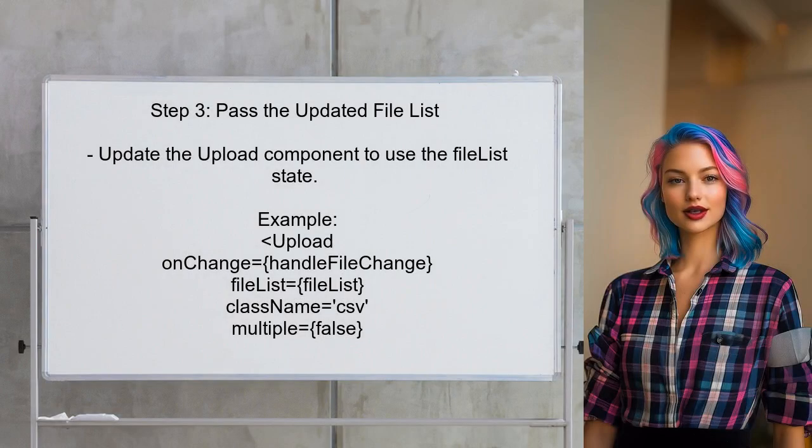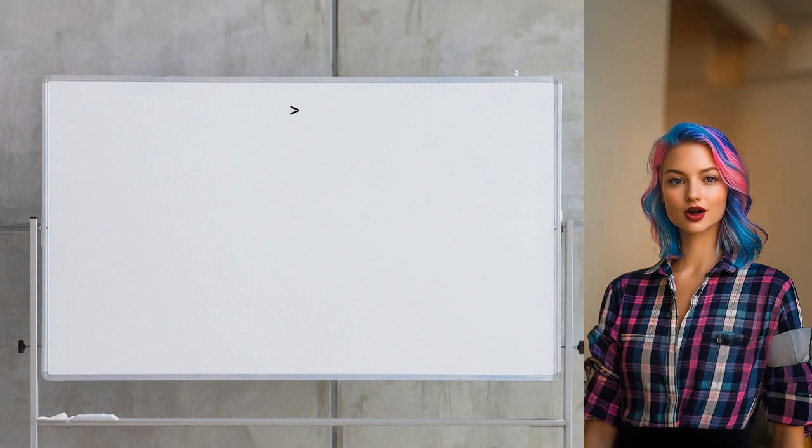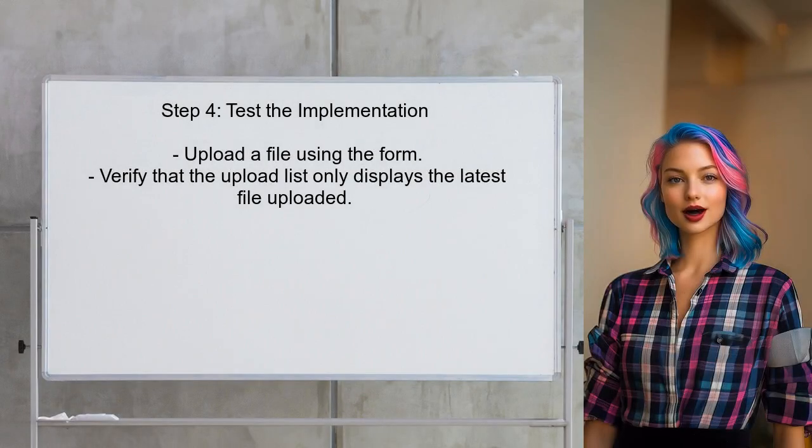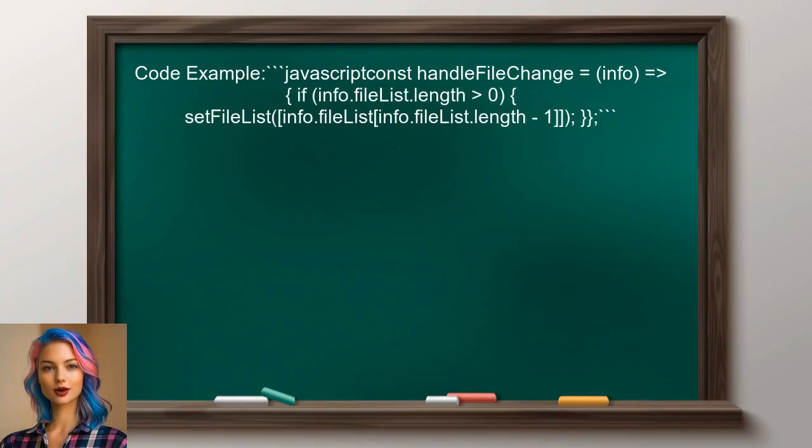file is uploaded. Now, the user needs to pass the updated file list to the upload component. This ensures that only the latest file is displayed in the upload list. Finally, the user should test the implementation. They can do this by uploading a file and confirming that the upload list only shows the most recent file. Here's a quick code example to illustrate this. You can use the following snippet in your handle file change function.